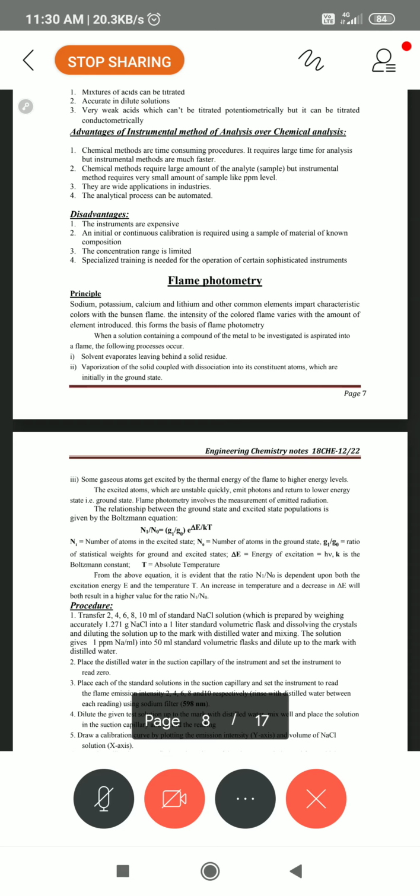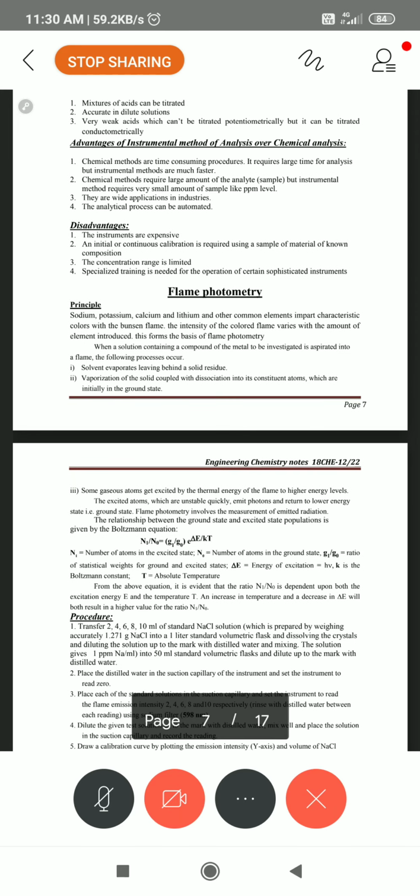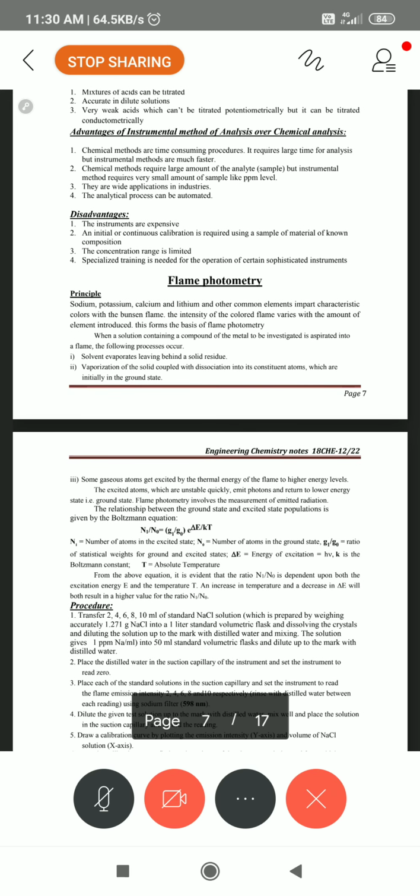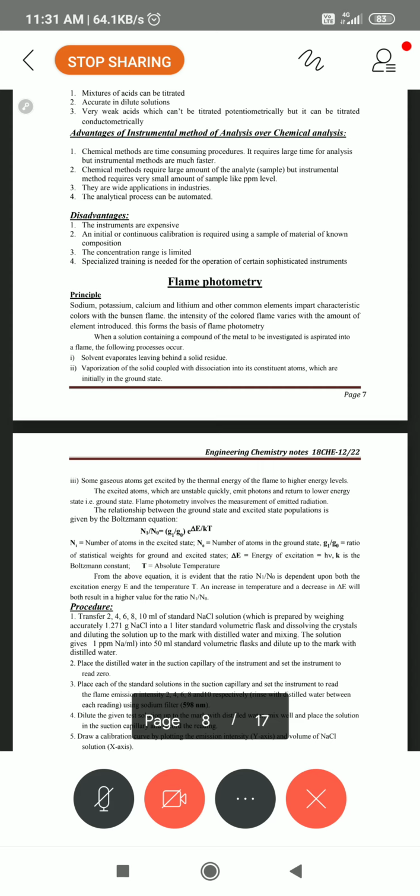So we mention this neatly in the colorimetry. The first is the 50 ml volumetric flask, then 2 ml, 4 ml, 6 ml, 8 ml, 10 ml. Here also, we have prepared a 500 ppm sodium chloride standard solution. From that, you pipette out 2 ml. 2 ml contains 1 milligram of sodium chloride, which is poured into the first flask.